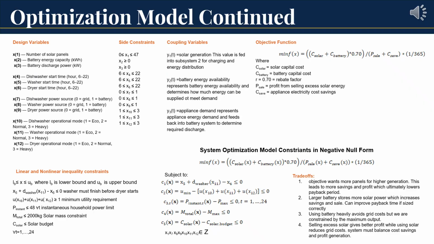However, we can't just maximize hardware to get more savings. The model is bound by several strict constraints. We have physical bounds, like a 2,000 kilogram roof mass limit and a 48 kilowatt instantaneous power limit. We also have logical and user rules, such as ensuring the washer finishes before the dryer starts, alongside strict budget caps. Ultimately, this model is a complex balancing act. More panels and a larger battery increase our savings and grid profits, which lowers the payback period. But finding the perfect system size means balancing those aggressive savings against their strict mass, budget, and power constraints.